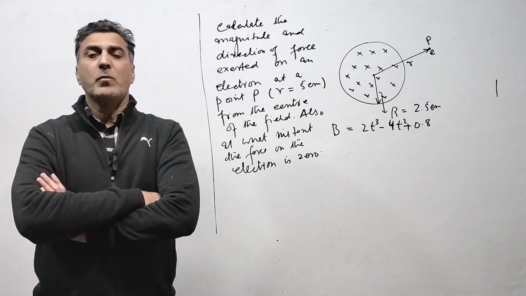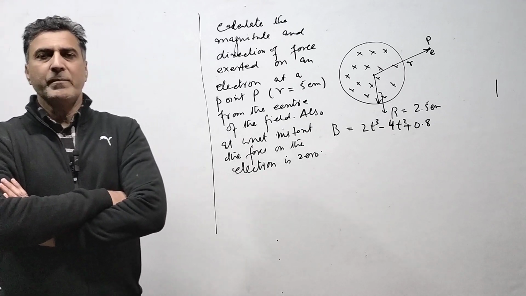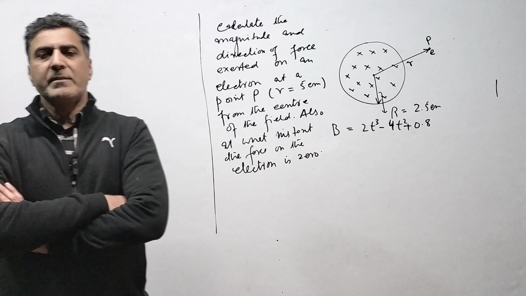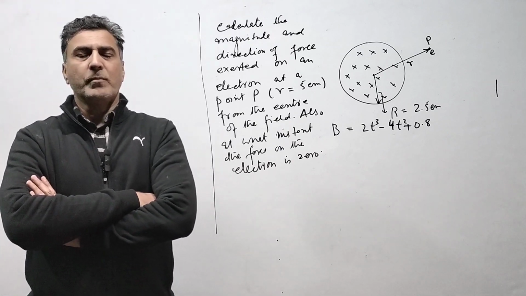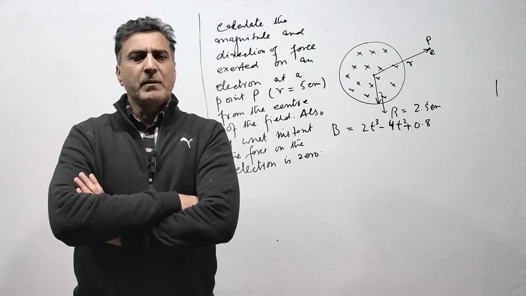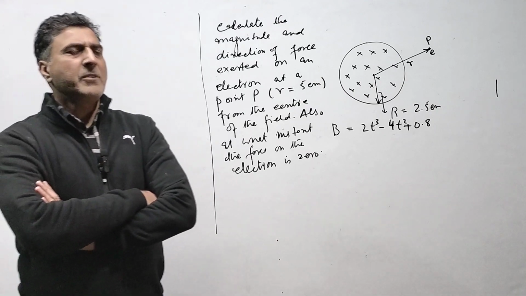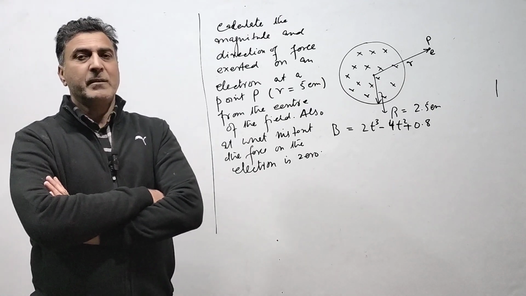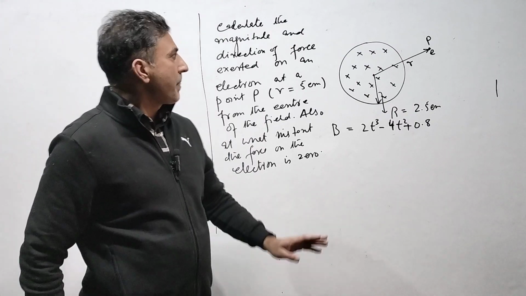Today we are discussing one more challenging problem, good for IIT aspirants and also for those who want to go for the physics Olympiad. The problem is on electrodynamics, changing magnetic field, and the problem is like this.